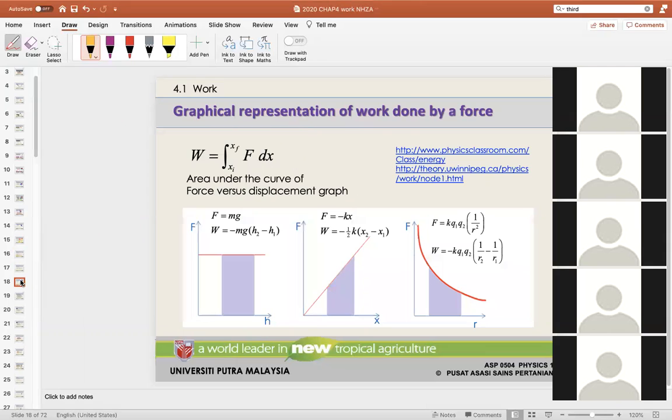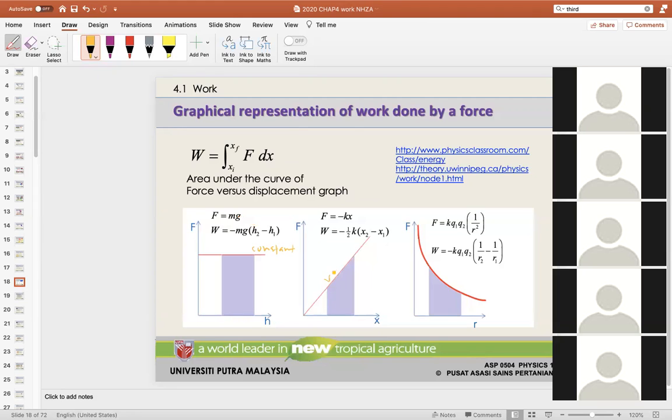Okay, graphical representation of work done by a force that is variable. For example, we have F equals to mg. The work done is, no, this is not variable, sorry. This is a straight line. It's not variable. It's a constant.